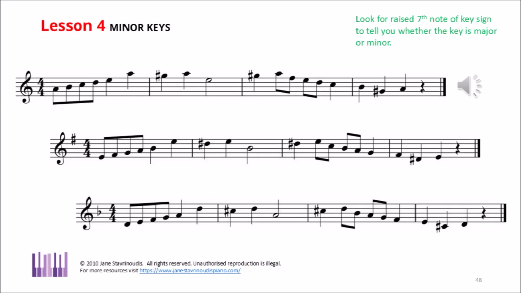Every major scale has a minor scale with the same key signature. How do you know which one it is? Look for the raised seventh in the minor key in the body of the music. For example, if there are G sharps in the music and no sharps or flats at the beginning of the music, then the piece is in A minor. The first example is in A minor, the second example is in E minor, and the third example is in D minor.